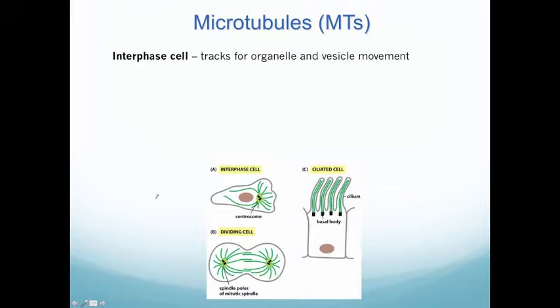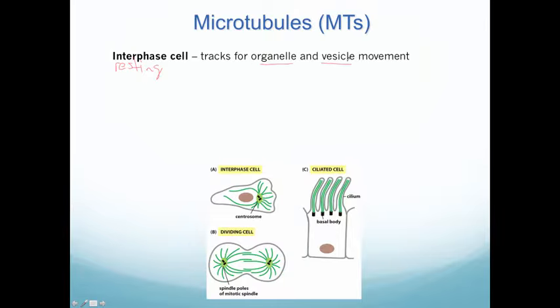Next, we're going to move on to microtubules, and these are the largest form of the cytoskeletal filaments. And you'll find microtubules in all animal cells, and they're important for a variety of reasons, and they form a variety of different structures. So in an interphase cell, so what this means is just resting, or a cell that isn't undergoing cell division or isn't specialized or anything, the microtubules form a network of tubes, of little tracts that are used for organelle and vesicle movement.